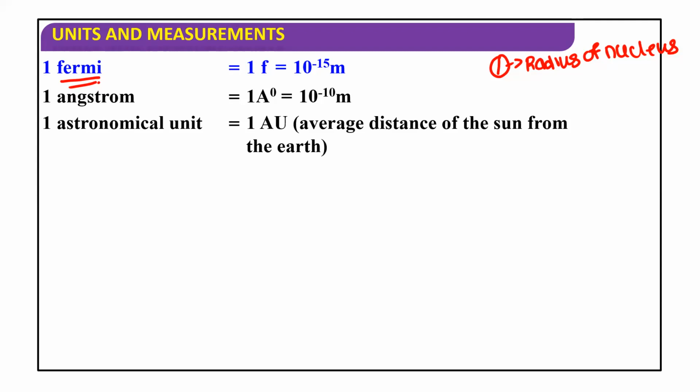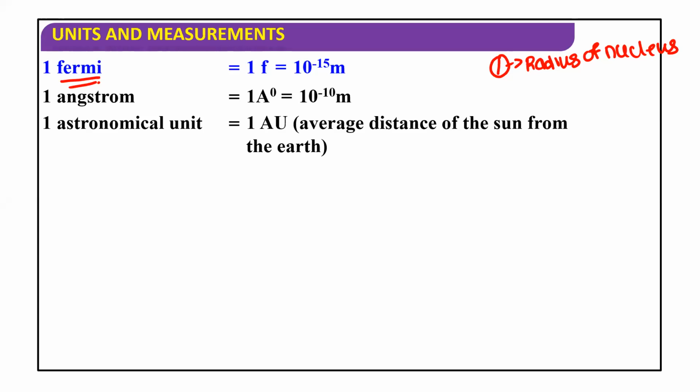So the second, what is it used for, sir? One Armstrong is used to express wavelength. Wavelength can be expressed in the unit of Armstrong. Have you ever heard about electromagnetic waves? Mobile radiations, those are electromagnetic waves, and light itself is also an electromagnetic wave. So the wavelength of such kinds of waves can be expressed in the unit called Armstrong.